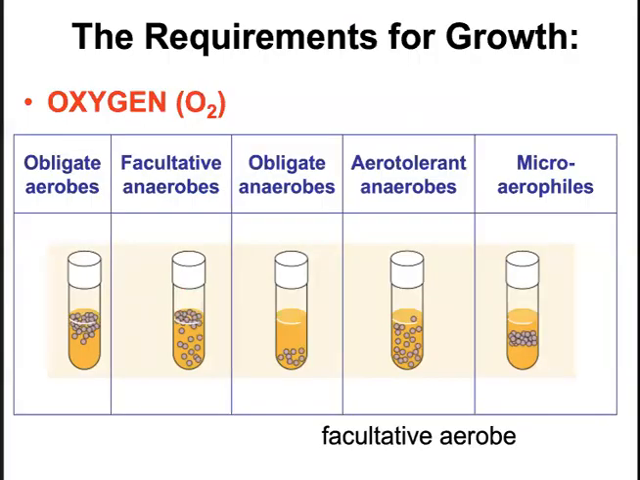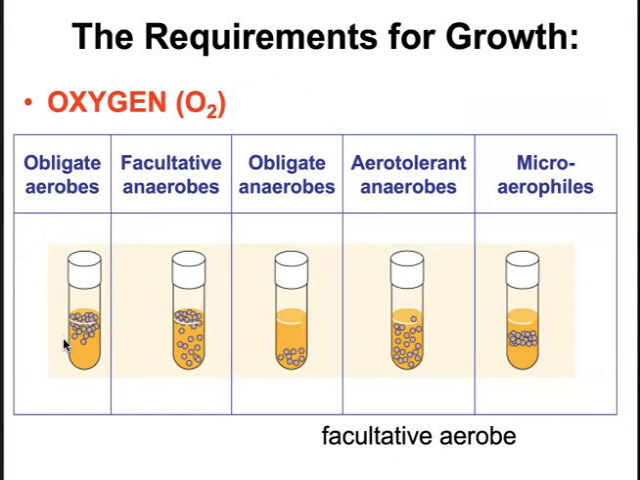So moving on, apart from the major and trace elements and additional growth factors, the usual requirements for growth are the following. Number one, we have oxygen, of course. Living organisms would require oxygen. However, some of these microorganisms require a lot, some require only a small amount, and some would not require it at all. Those that would really need oxygen for growth are called obligate aerobes.